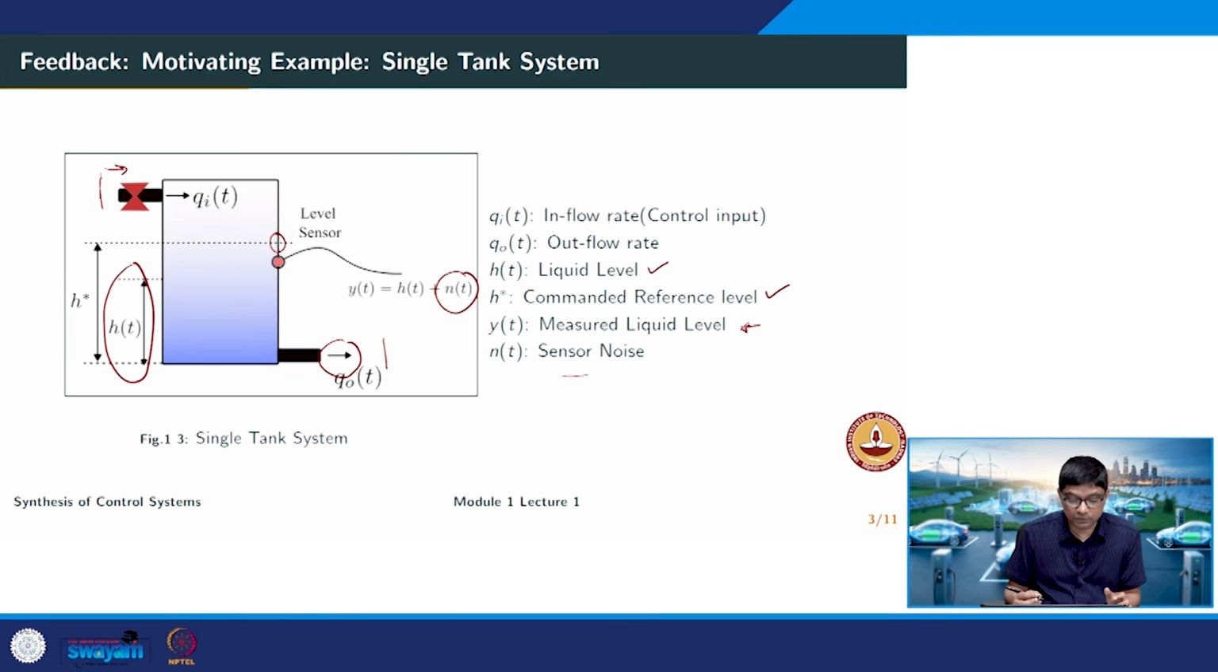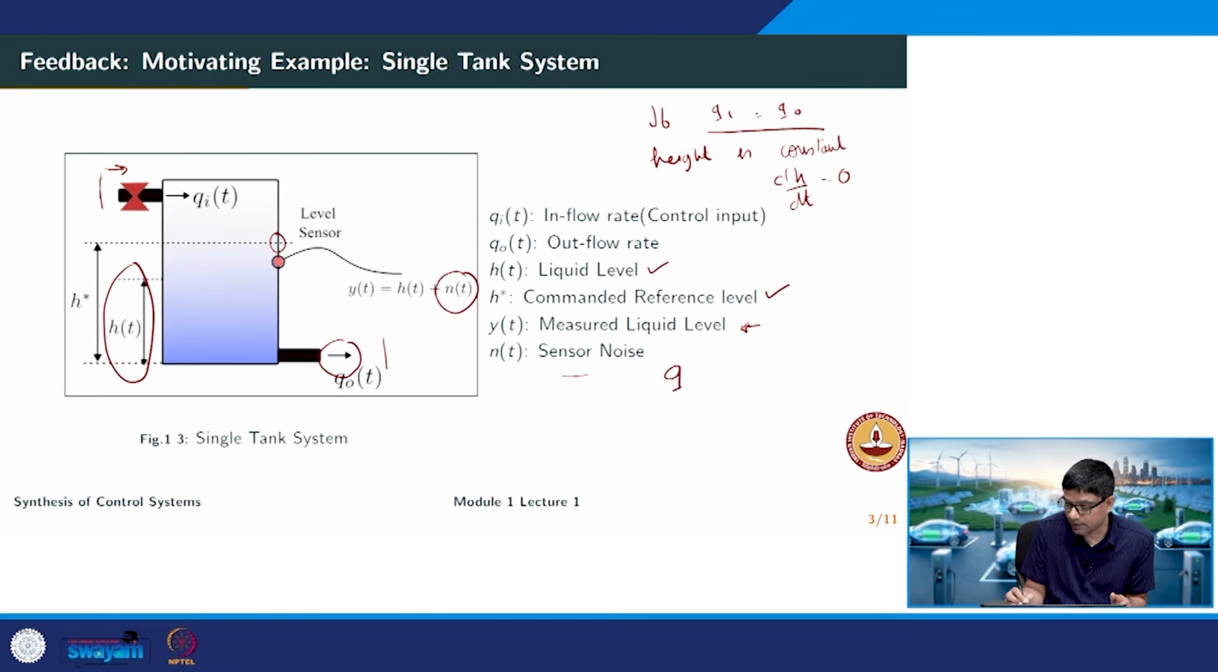Now what is easy to see is that if the inflow is equal to the outflow, then the height is constant. Now I know what it means for a signal or a function to be constant, that is dh by dt is 0. Now second is, okay, if Qi is not necessarily equal to Q0, but say Qi is greater than Q0, then h will increase.